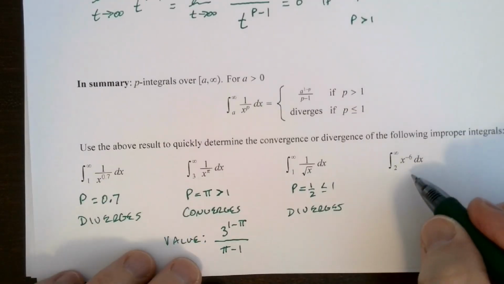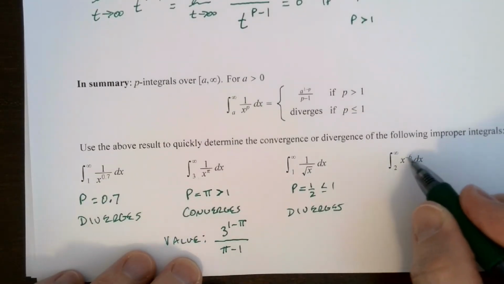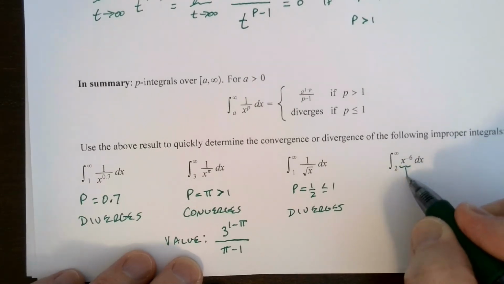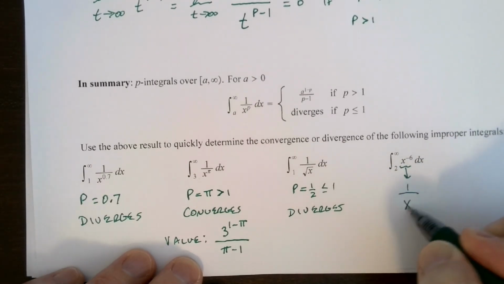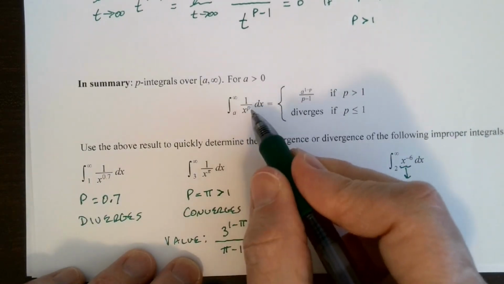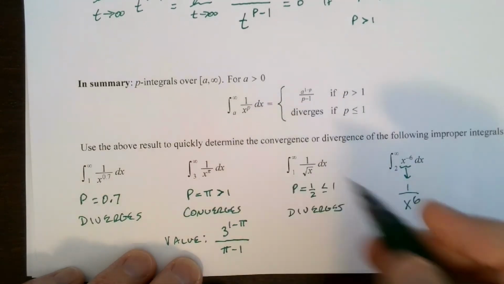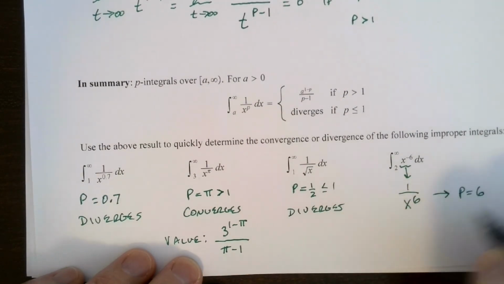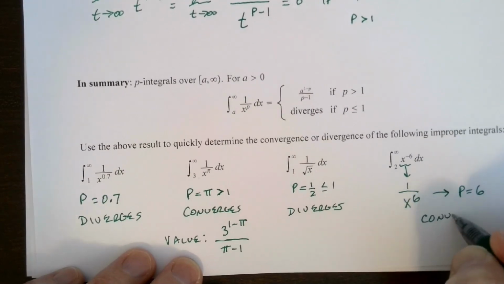What's the value of p here? Is it negative 6? Is that what it is? No, be careful, it's not negative 6. X to the negative 6 is 1 divided by x to the 6. The p form is 1 over x to the p. It's got to be in that form. So the p is actually 6. And therefore this converges.